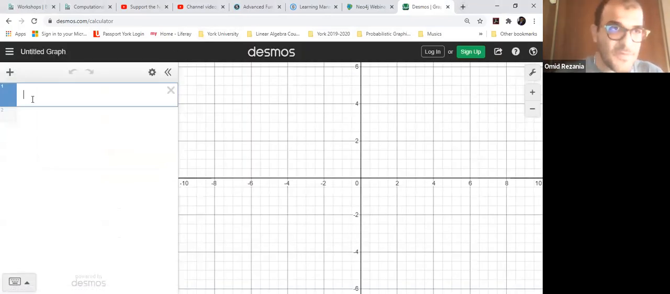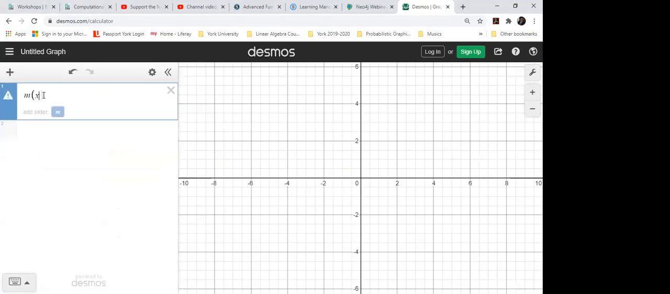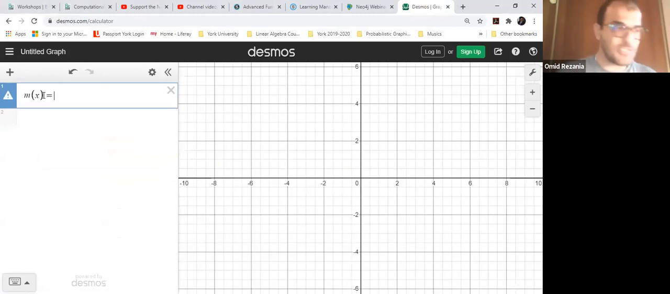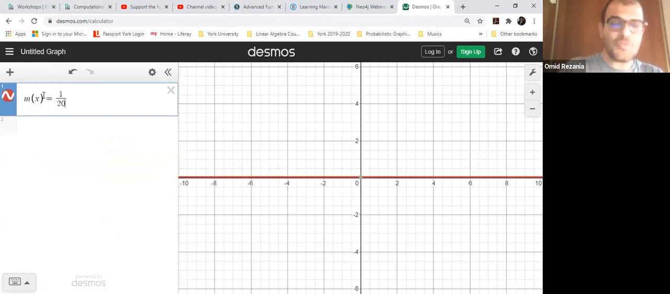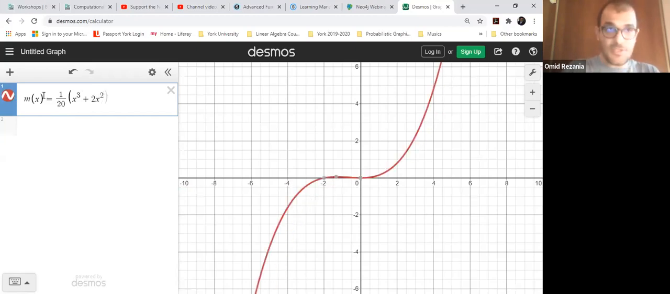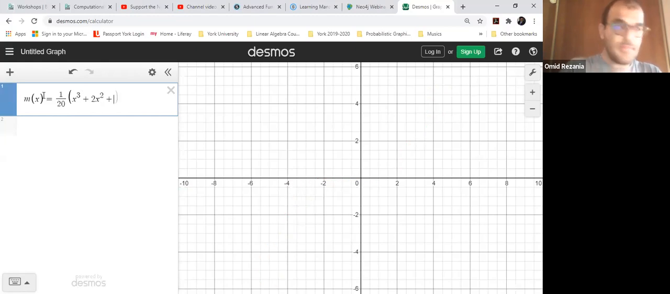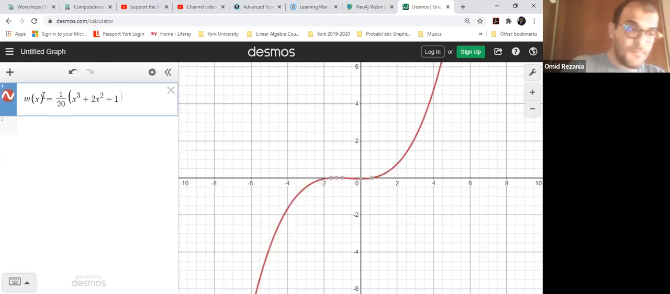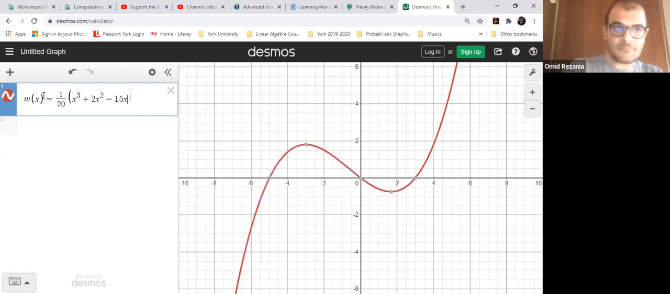Everybody sees my Desmos application? Yes. Awesome. Look at that. I have m of x, which is going to be my function. I have 1/20, then I have the parentheses open, then x to the power 3 plus 2 times x to the power 2, plus, no, minus 15x. Right? This is going to be my function.